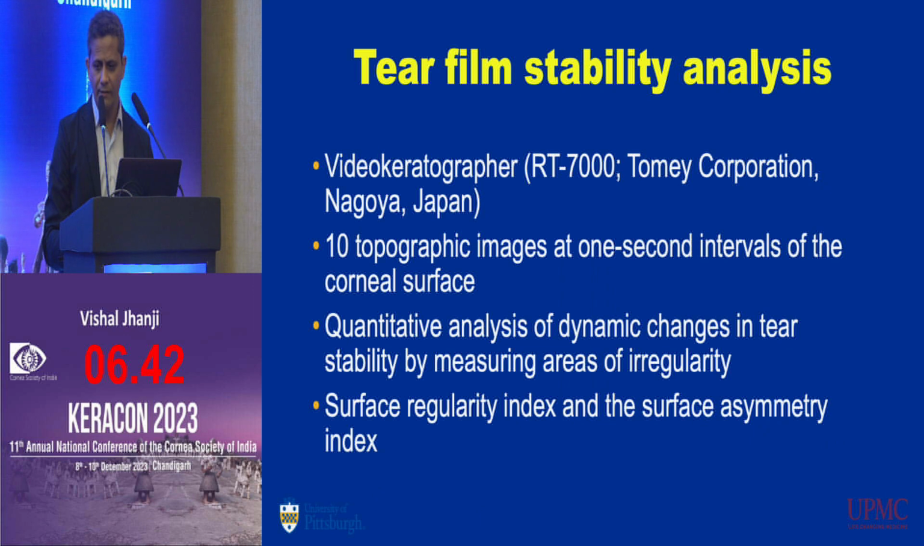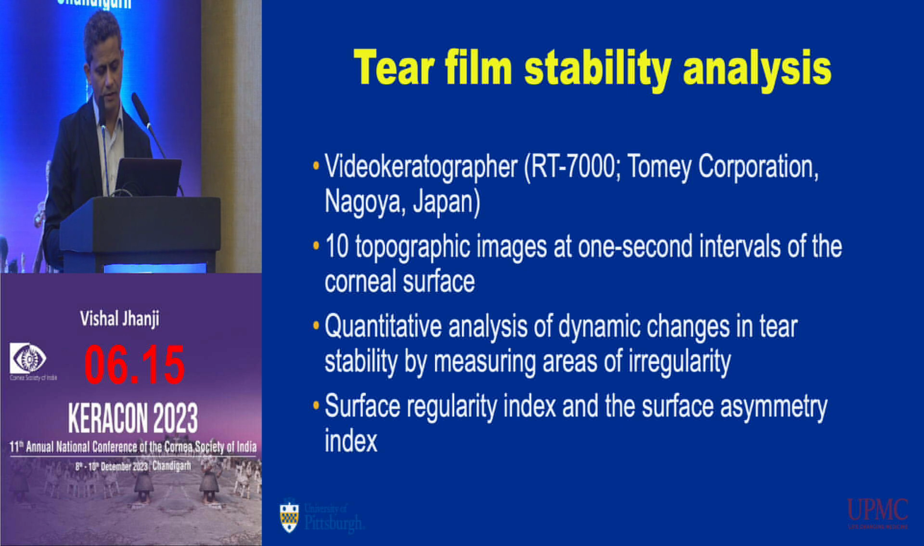We do have access to one of the research devices, which is only a research device outside of Japan. It's basically a video keratographer which images the tear film over a period of 10 seconds. The patient is not supposed to blink for 10 seconds, and then it quantitatively analyzes the dynamic changes in the tear film. It gives you 2 objective parameters, and it's always good to have something objective for you to understand and also for the patient to understand.